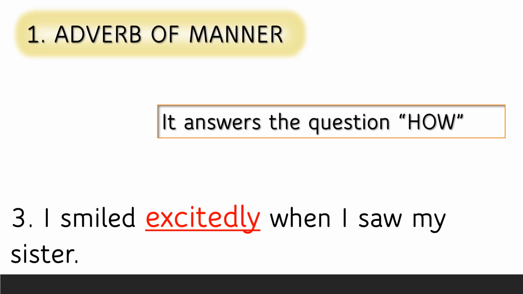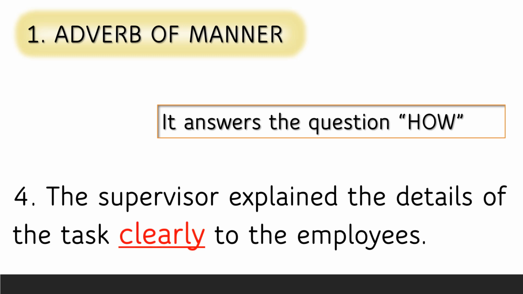Next example we are going to learn is: The supervisor explained the details of the task clearly to the employees. I have underlined the word clearly, which is an adverb. Clearly describes how the supervisor explained the task, means in an easy to understand way.